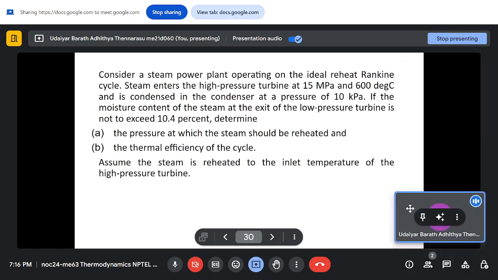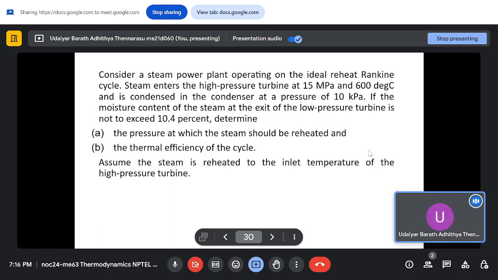So moving to the next problem. Consider a steam power plant operating on an ideal reheat Rankine cycle. Steam enters the high pressure turbine at 15 megapascal and 600 degrees Celsius and is condensed in the condenser at a pressure of 10 kilopascal.